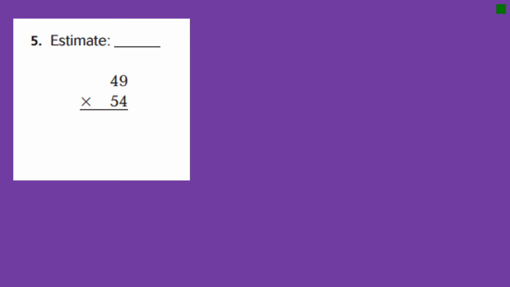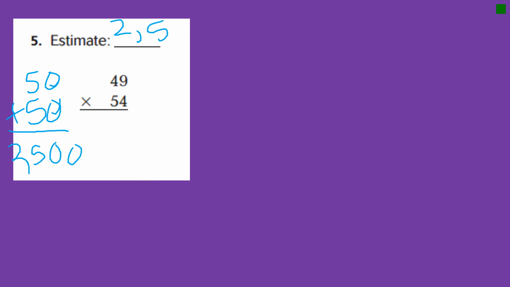All right, so I'm not going to forget the estimate first this time. 49 rounds to 50 and 54 also rounds to 50. Oh, isn't that a nice little set of numbers? 5 times 5 is 25, plus the zeros, 1, 2, 1, 2. So our estimate is 2,500.